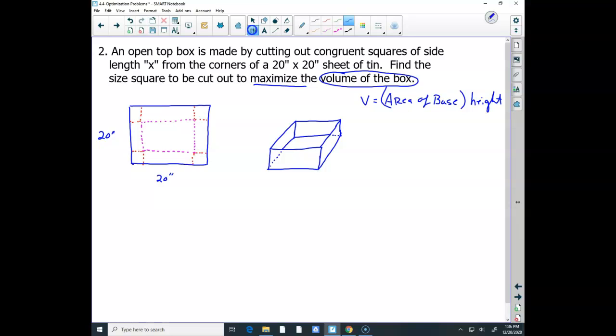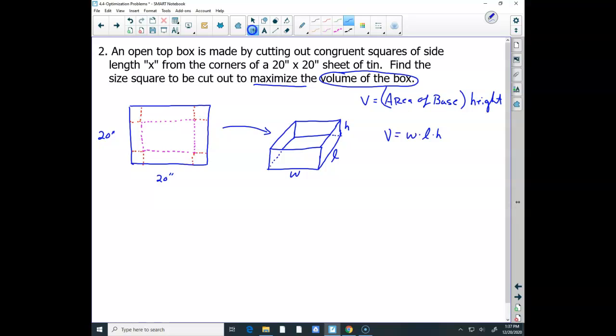And I know to find the volume of that thing, I'm going to take width times length times height. I know volume equals width times length times height, or length times width times height, however you want to deal with it. Notice, when I took these corners out and I folded it up, it created this box. Well, what the heck is my width, length, and height?